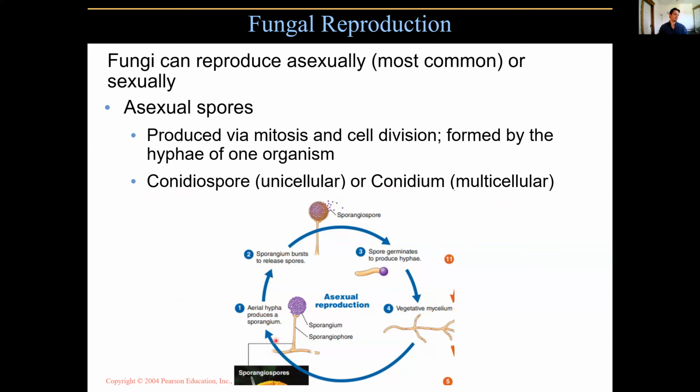So here you can see, starting at number 1, that the aerial hyphae produces sporangium. This is the structure that holds your spores. The sporangium bursts open to release your spores. So you can see your sporangiospores being sprayed by the wind or by the air. The spore will then land somewhere and germinate to form a hyphae. And then this vegetative mycelium will start growing, and the process will repeat. And that is how your asexual reproduction will take place.